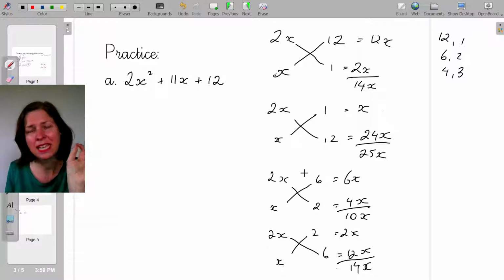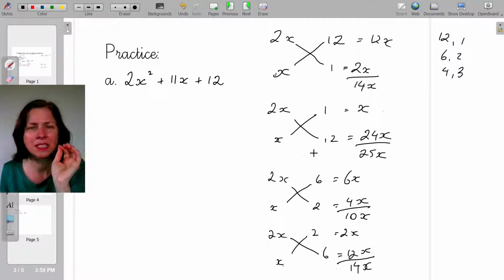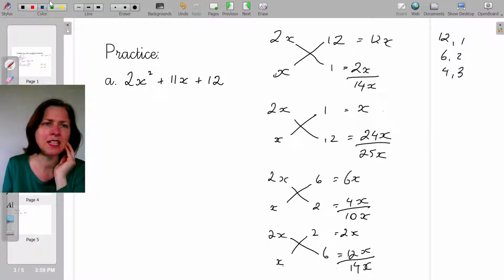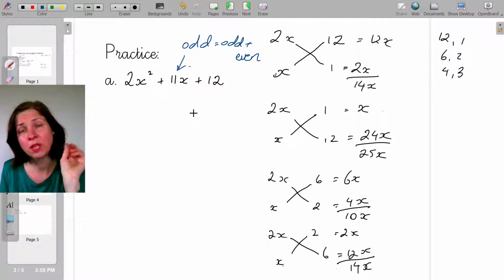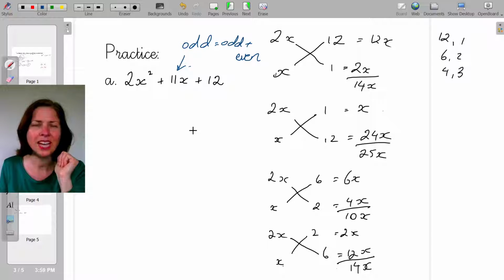So I'm just going to take a break here to talk about what I could have done at the start to eliminate some of the work that I didn't need to do. And I've got something really helpful here in the fact that this is an odd number. So if I'm adding two numbers together to get an odd number, it's got to be an odd plus an even. If I add together two odd numbers, I'm going to get an even. If I add together two even numbers, I'm going to get an even. The only way I can get an odd is if one of them is odd and one of them is even.